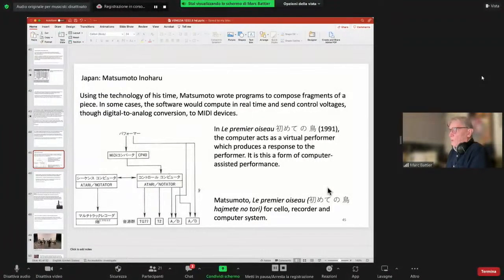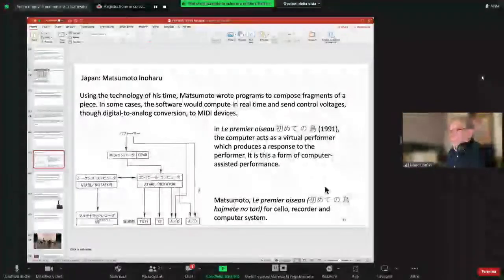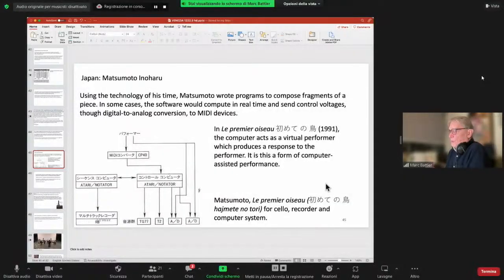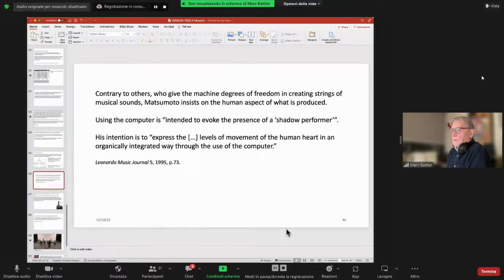And in Le Premier Oiseau, the computer acts as a virtual performer, which produces a response to the human performer. It is a form of computer-assisted performance. And contrary to others who give the machines degrees of freedom in creating strings of musical sounds, Matsumoto insists on the human aspect of what is produced. Using the computer is intended to evoke the presence of a shadow performer. His intention is to express the levels of movement of the human heart in an organically integrated way through the use of a computer.